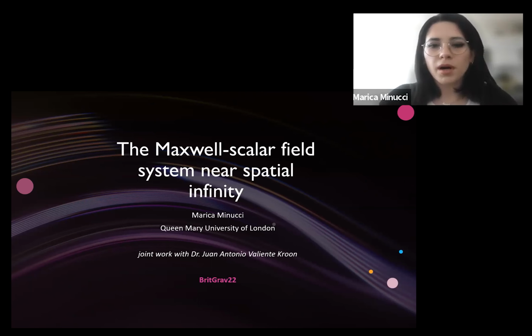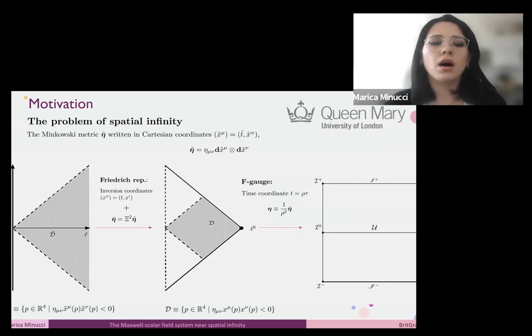This project is a part of a bigger plan, which is to study the problem of spatial infinity. In particular, what we wanted to do is to use this project as a toy model to develop a technique to be used later on to study the linearized version of the Einstein field equation near spatial infinity.